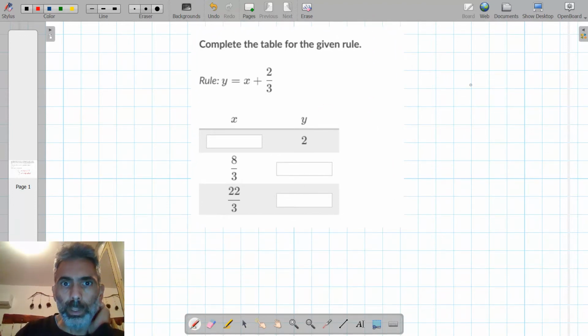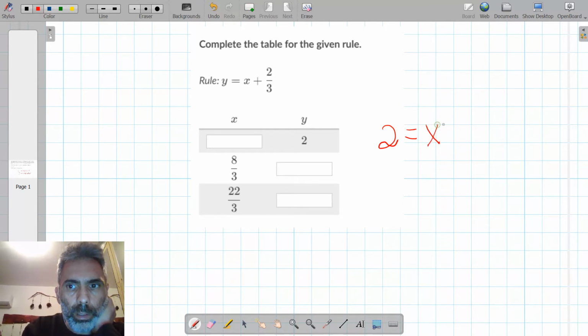Complete the table for the given rule. The rule is y equals x plus 2/3. So if y equals 2, then 2 equals x plus 2/3, and to isolate the x, I need to subtract 2/3 from both sides of the equation.